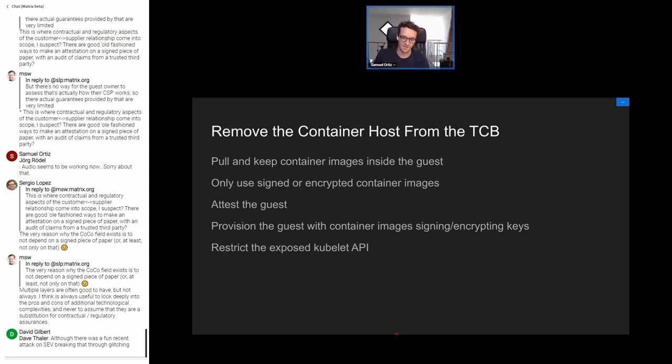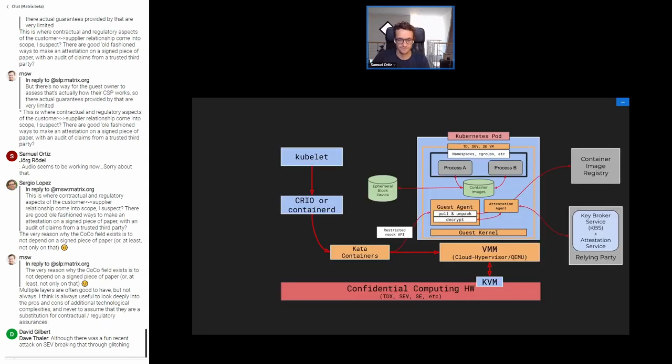And to do that, we need to provision the guest with the container image keys, either for verifying or decrypting. And the last thing we want to be able to do is to restrict the exposed API. What I'm calling here the kubelet API is essentially the set of commands that the kubelet and the Kubernetes control plane can forward into the guest. We don't want to close everything. There are quite a few things that we can allow and keep, and we think we can keep the confidential computing threat model intact. But we do want to restrict a few of those commands and requests.